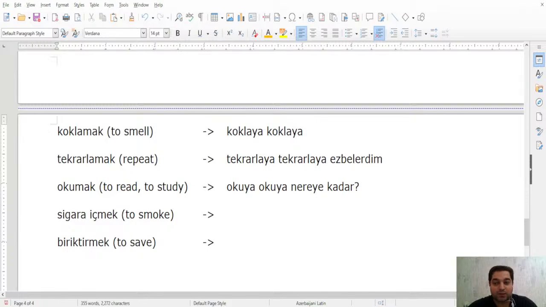So Ingrid's case is good, but you have to add it to the sigara part. So it will basically be sigara içe. For example, you can say öldü. She died smoking, sigara içe öldü. Or he died by smoking, by continuously, by repetitively smoking. Sigara içe öldü.